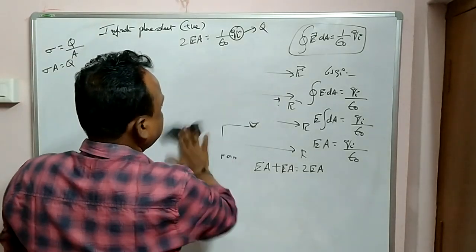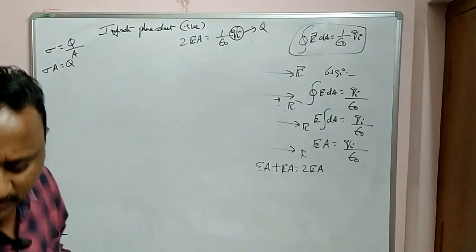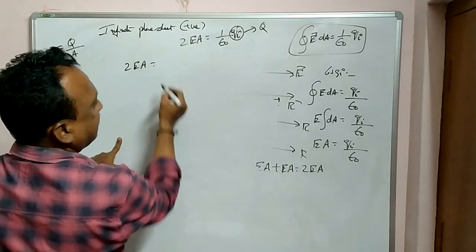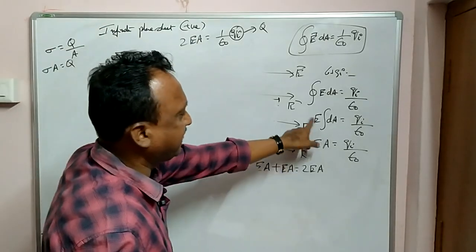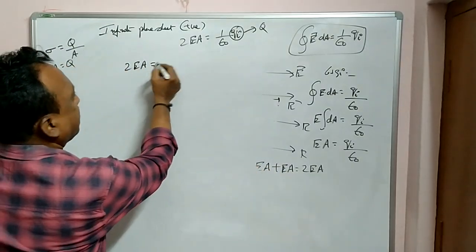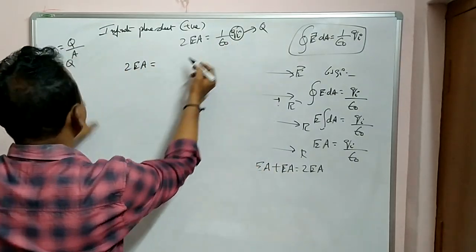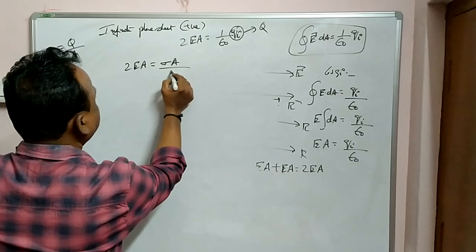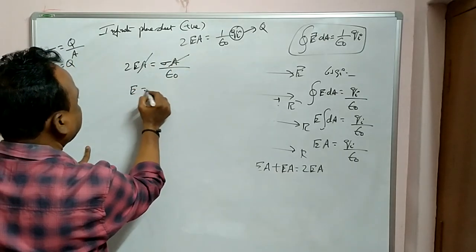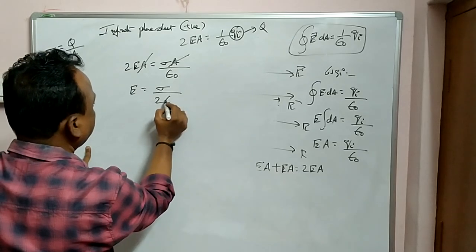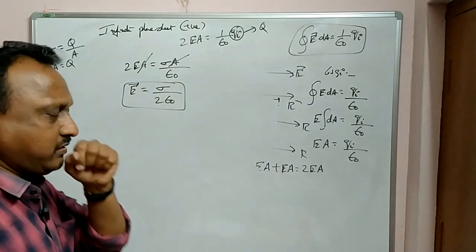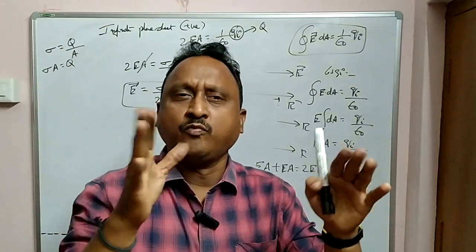Right? So this is the last one I'm ending. After this, I'll go to the next part in the next videos. So 2EA, after integration, integral dA gives A, EA into Q. So this is equal to, what is Q inside? Sigma A by epsilon naught. A cancels. So what is E? Sigma by 2 epsilon naught. So this is the electric field intensity for a plane infinite sheet carrying positive charge.